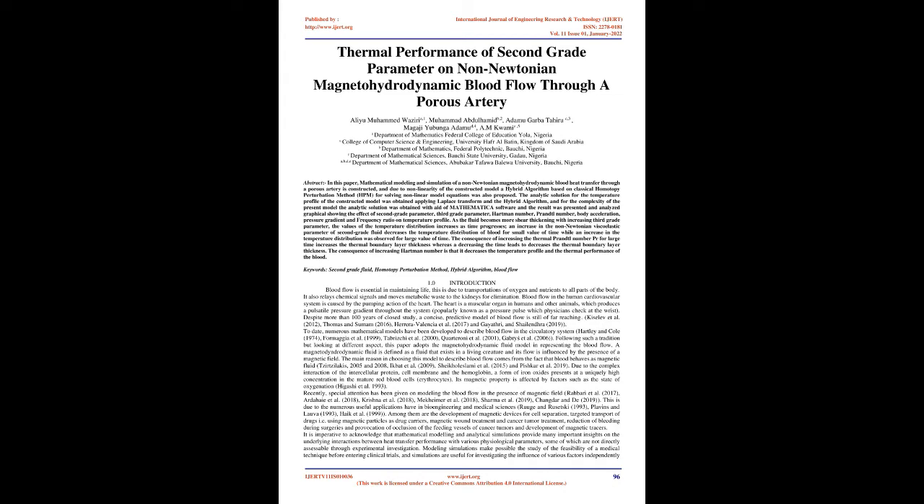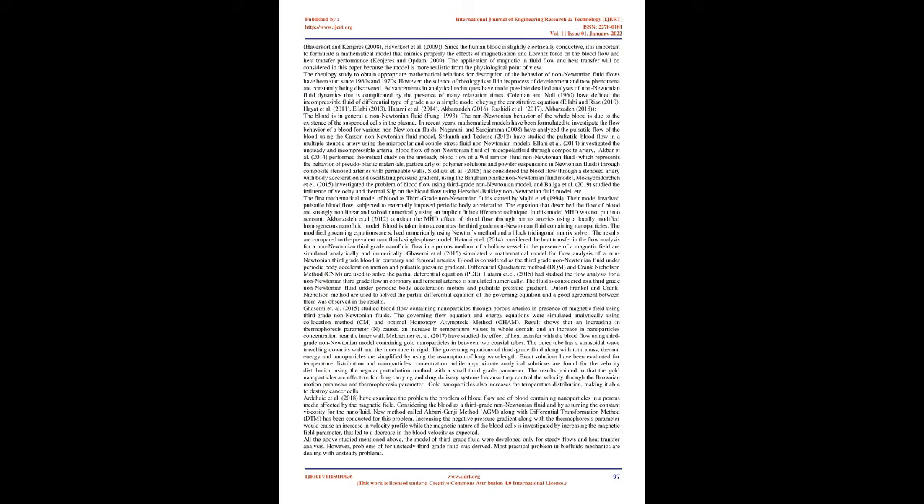1.0 Introduction. Blood flow is essential in maintaining life. This is due to transportation of oxygen and nutrients to all parts of the body. It also relays chemical signals and moves metabolic waste to the kidneys for elimination. Blood flow in the human cardiovascular system is caused by the pumping action of the heart.